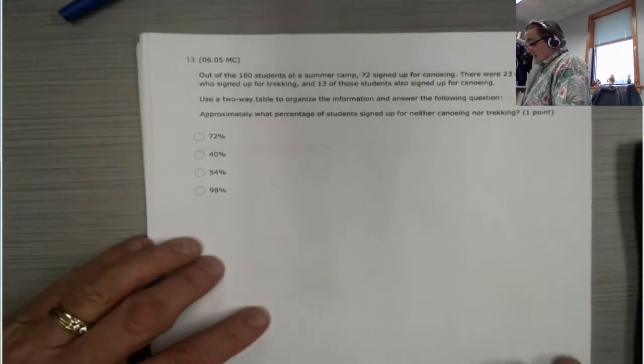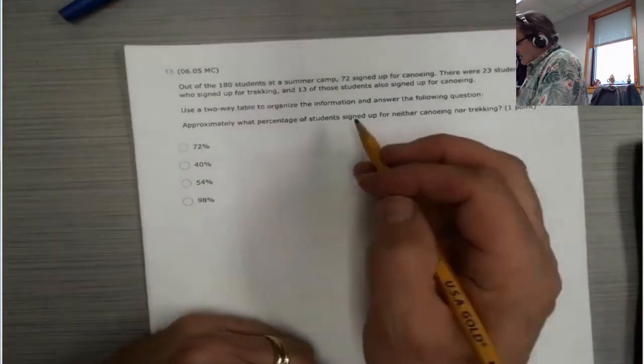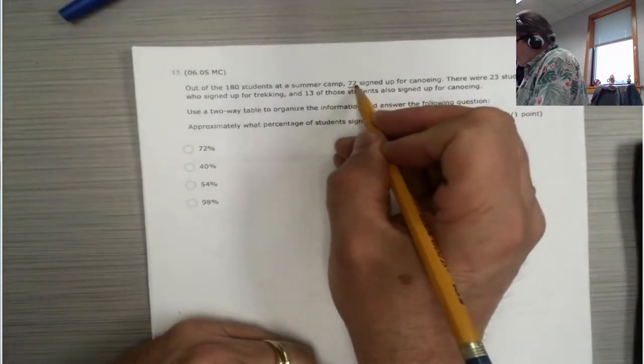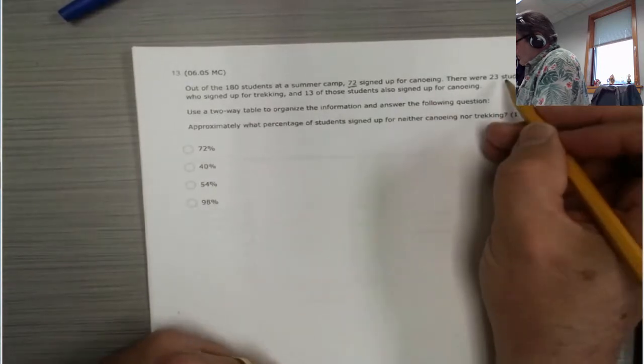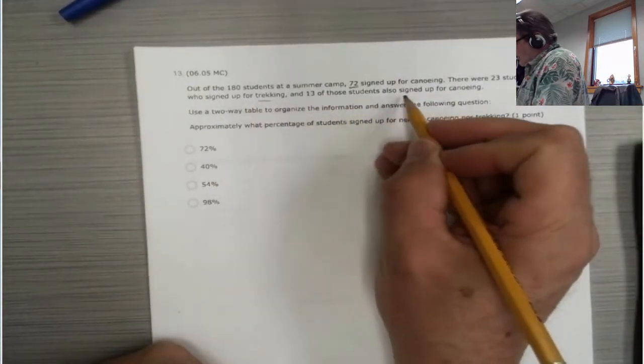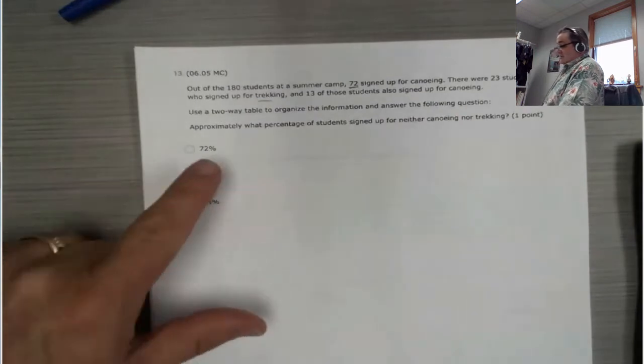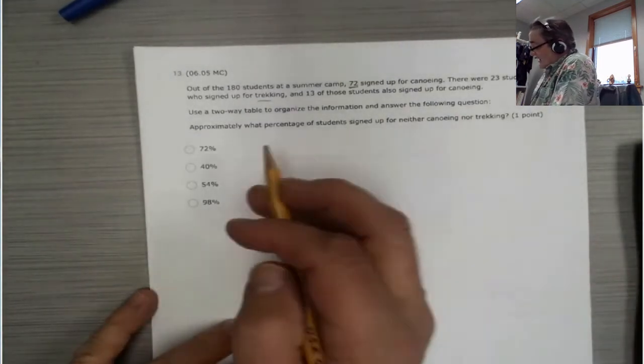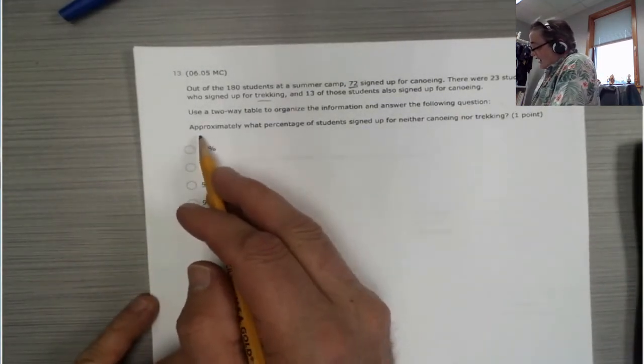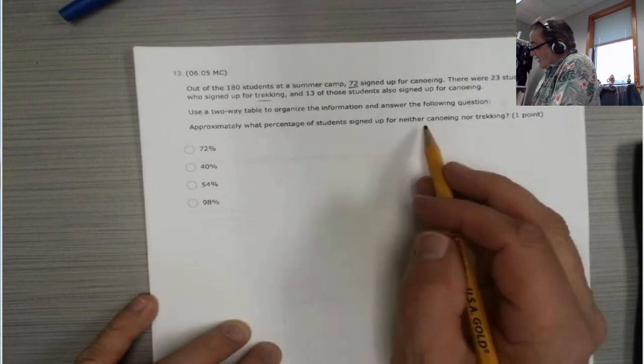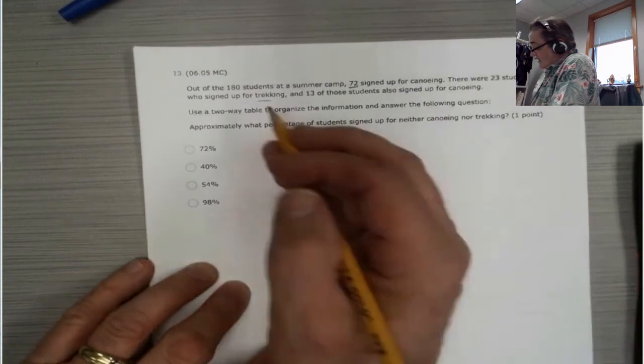All right. Out of 180 students at a summer camp, 72 signed up for canoeing. And there were 23 students who signed up for trekking, and 13 also signed up for canoeing. So we're going to use a two-way table so we can answer the question, approximately what percentage of students signed up for neither one. So there's 180 students.